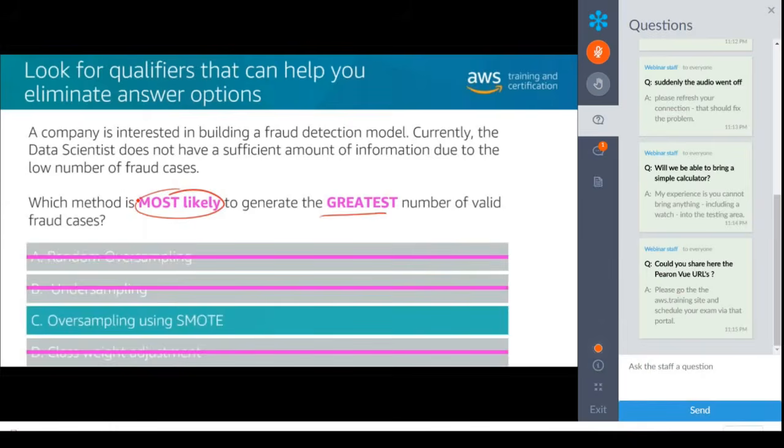So for instance, you might go with synthetic minority oversampling technique, right? Undersampling is not going to help you because that's the opposite of what we're trying to achieve. So this is just a bad choice. And random oversampling, I mean, oversampling is what we're trying to do here, right? But SMOTE probably will give you the greatest number of fraud cases versus random oversampling. And class weight adjustment has nothing to do with this, right?